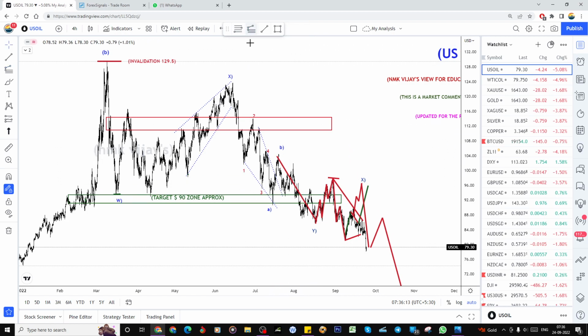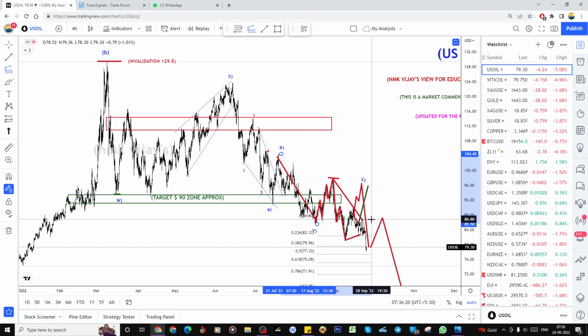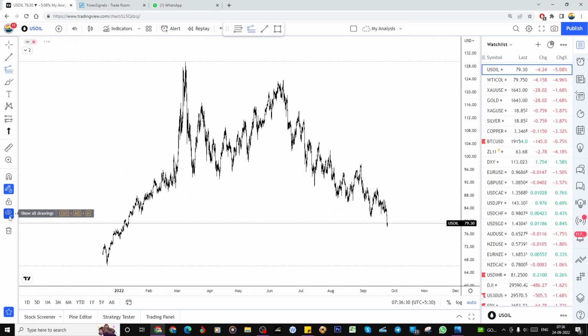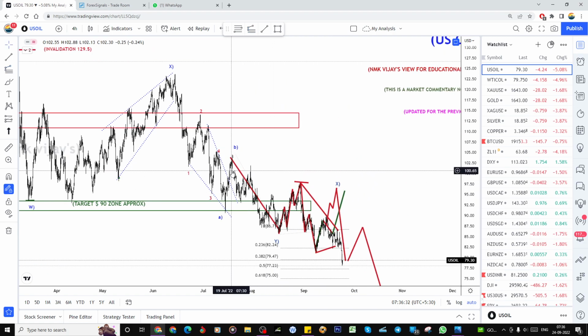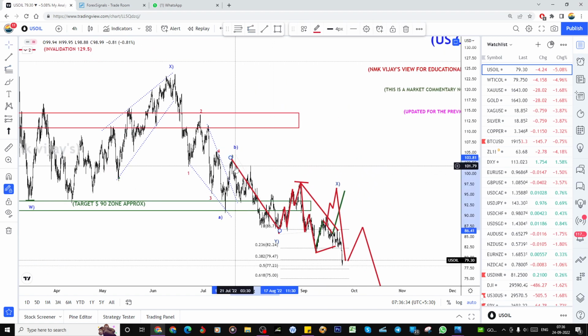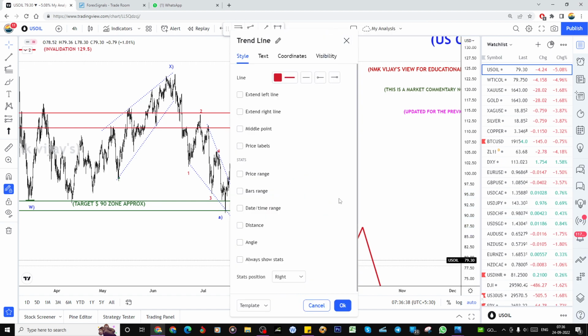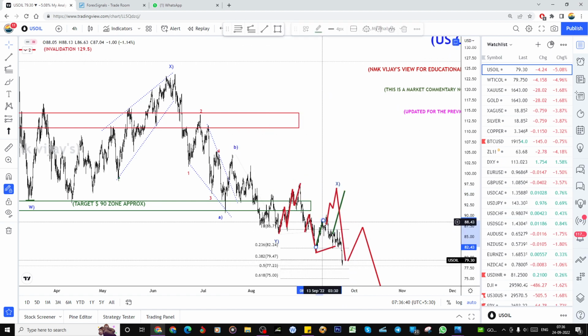sorry, this is the one we are expecting. So if this is a triangle, it should not break this 71.81, but it's a little bit, see, if you clearly watch this, I will just clear this drawing, once again, yeah, sorry.